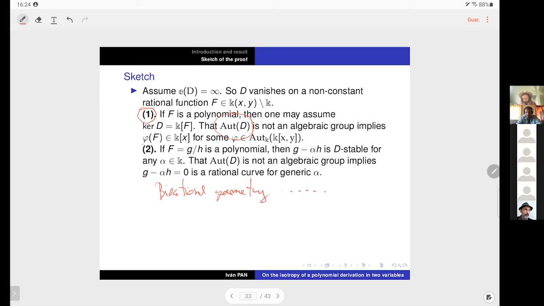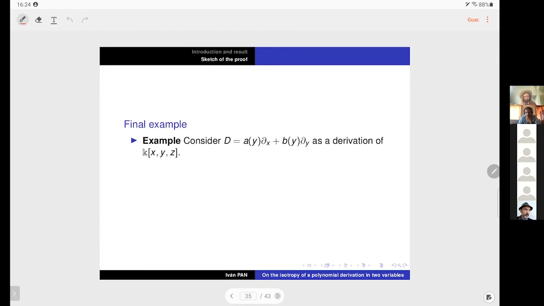And get first that the isotropy may be embedded into the so-called Jonquières group, and then work in the Jonquières group to prove that in fact the only possibility is that D is a locally nilpotent derivation. A final example to show that in fact this theorem is not true for 3 variables or more in general, because this example may be generalized to the general case of 3 or more variables.